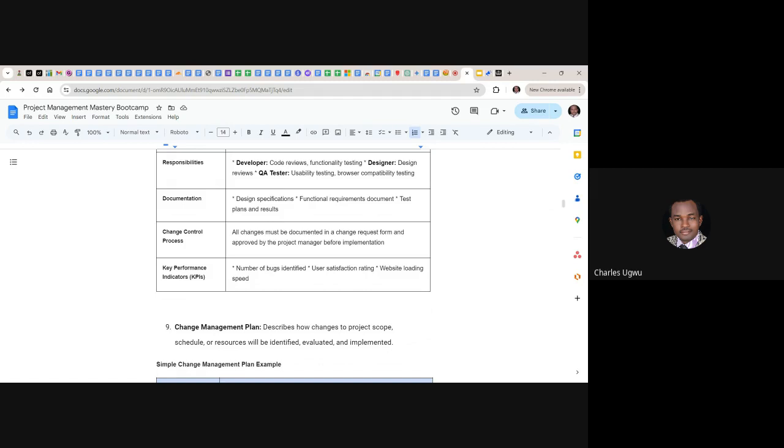Whoever is doing it, you can see their performance is quite low when there are many bugs within their code. But when there are few bugs, it means their performance is high. So that's why we have key performance indicators, such as usability satisfaction rating.